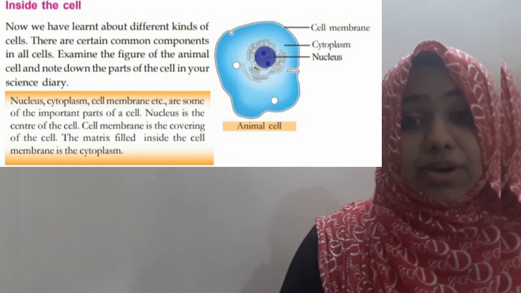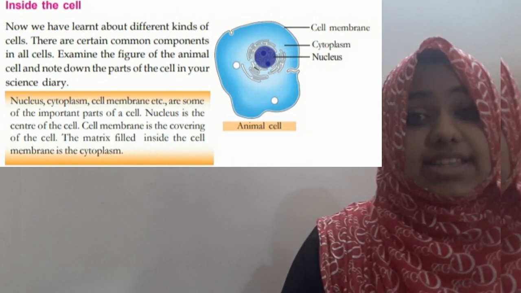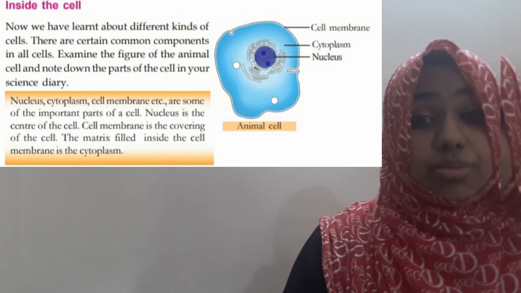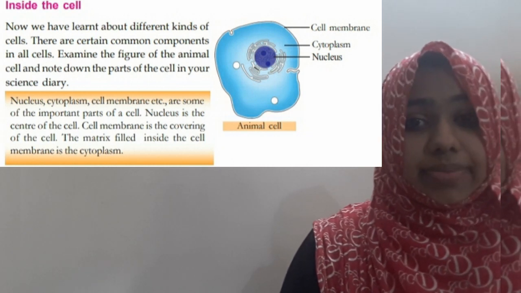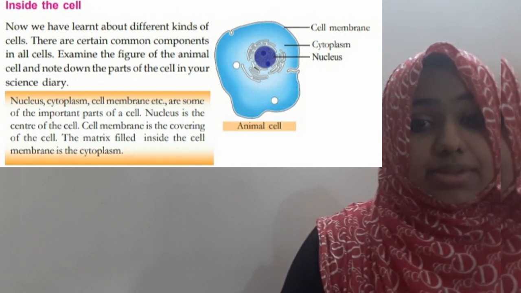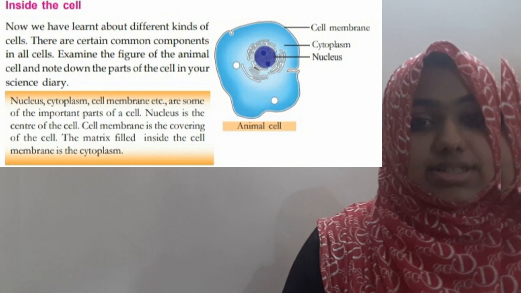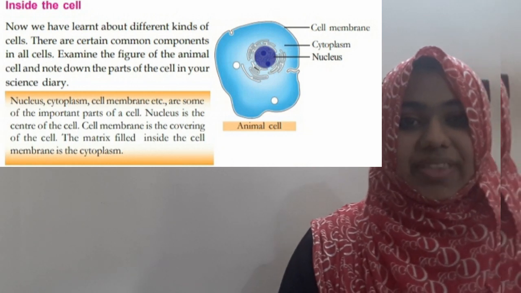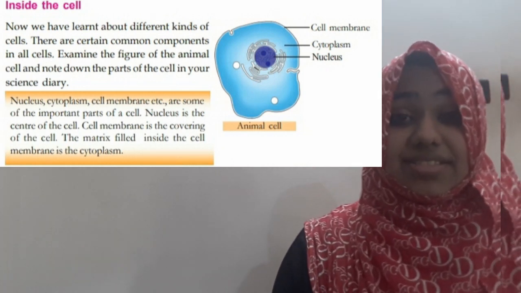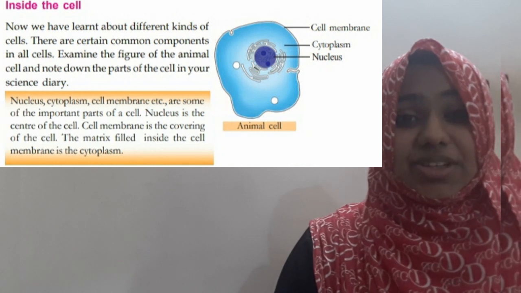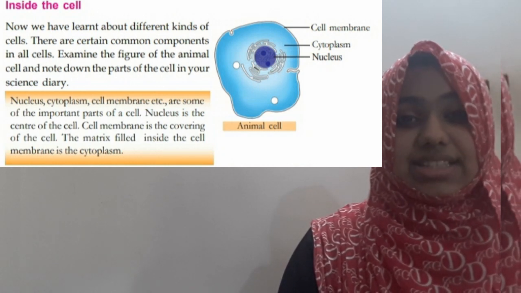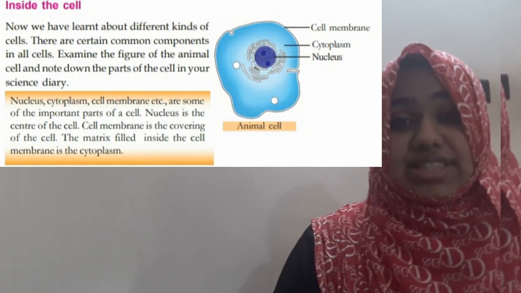Now we have learned about different kinds of cells. There are certain common components in all cells. Examine the figure of the animal cell and note down the parts of the cell in your science diary. So the science diary is your science notebook, dear children. Don't mistake it for something else. Can you see the picture of this animal cell?